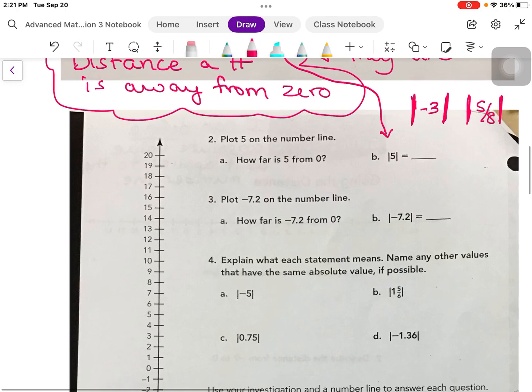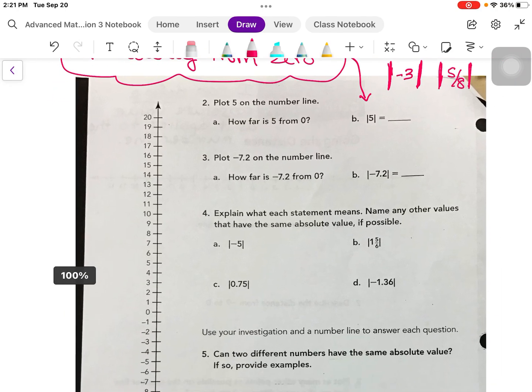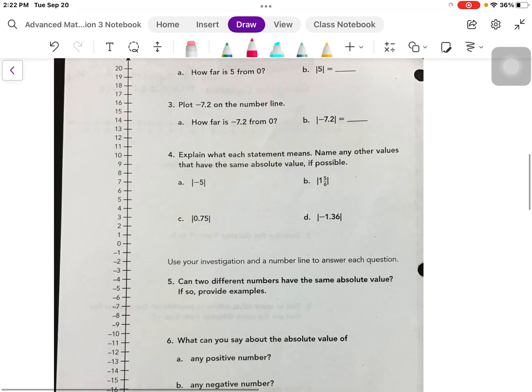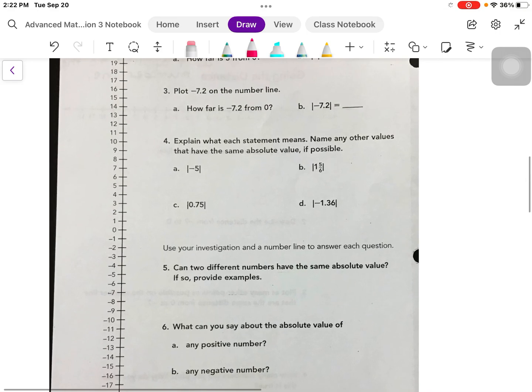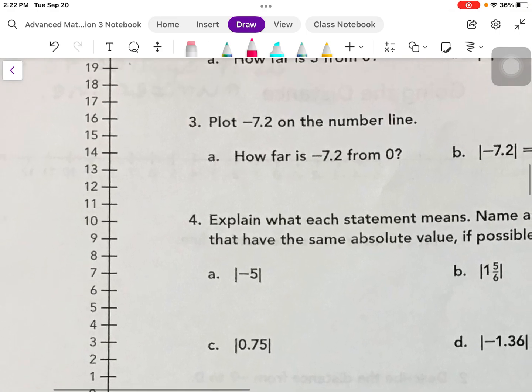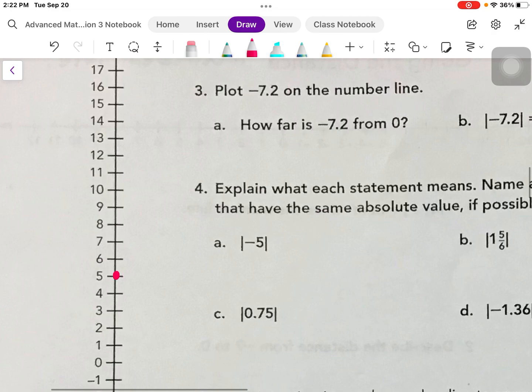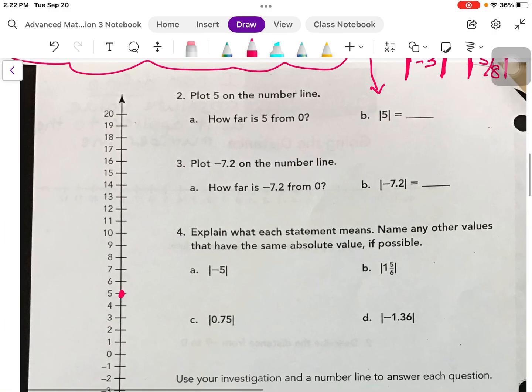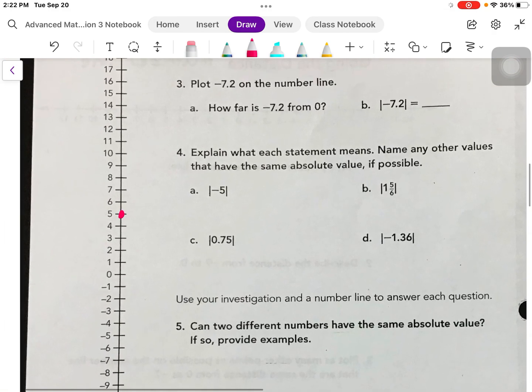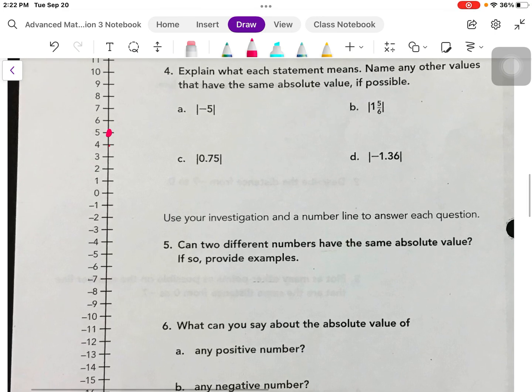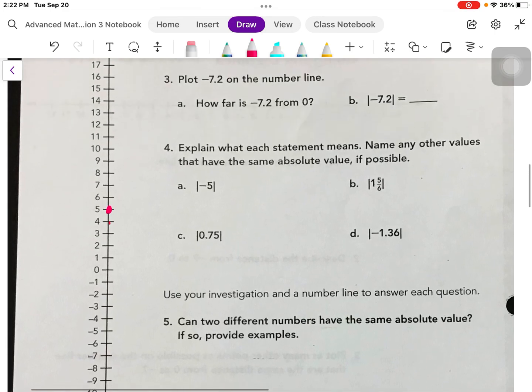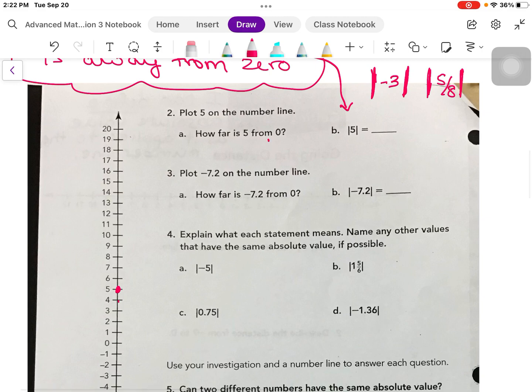All right, so here's what it's saying. Plot the number 5 on the number line. So this time they give us a vertical number line. So we're going to plot the number 5 on there. There's a 5 right there. It says, how far is 5 away from 0? Well, 1, 2, 3, 4, 5. I don't even have to count that. I should know that. It's 5 units away from 0.